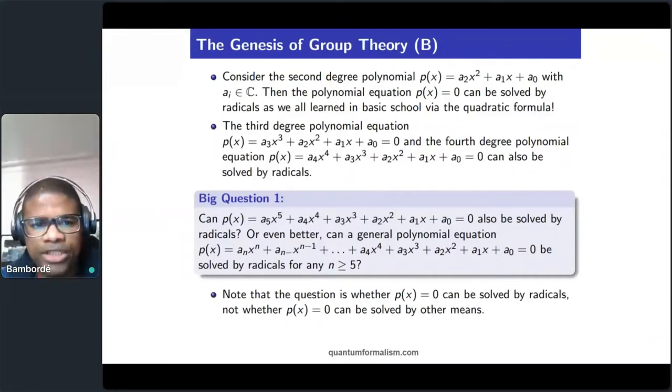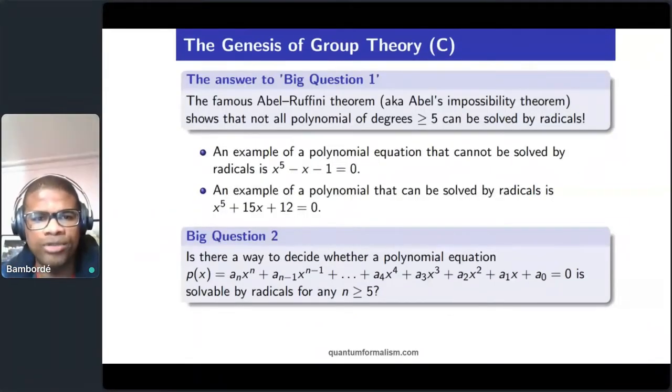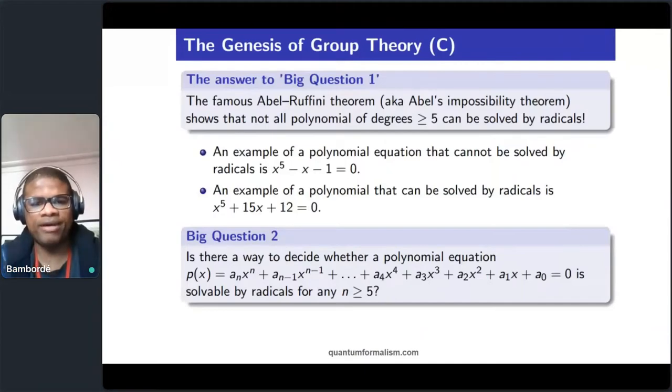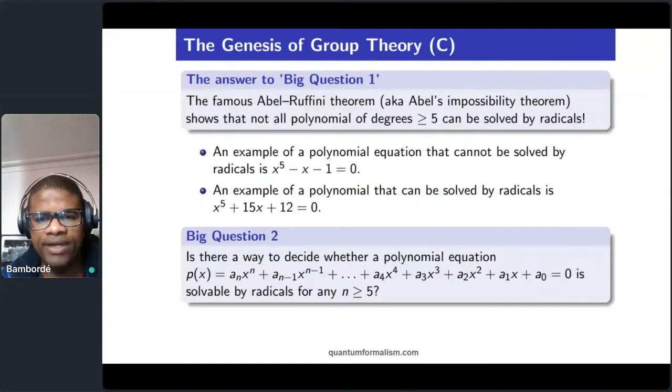So the answer to this question is negative. We cannot. This is the famous Abel-Ruffini theorem, also known as Abel's impossibility theorem, which essentially shows that not all polynomials of degree equal or greater than 5 can be solved by radicals. For example, here's a toy example. I hope I got this right.